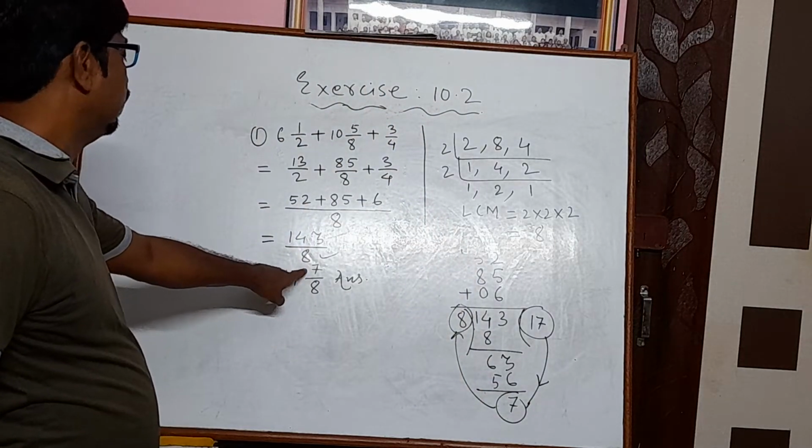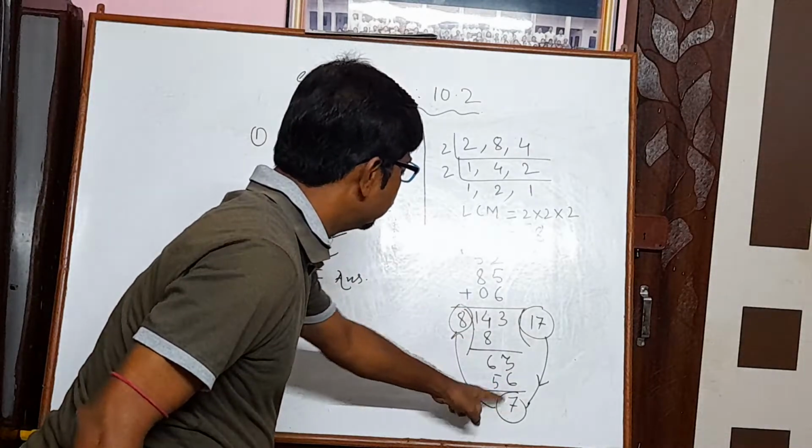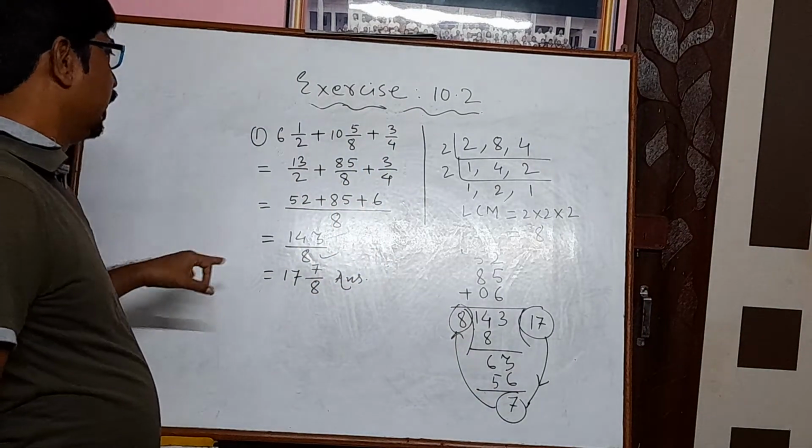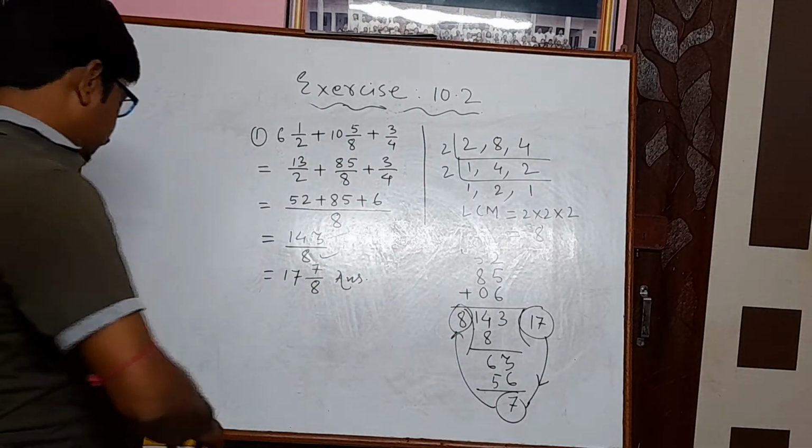17 whole number 7 by 8. This whole, this by this. You have to remember this. Okay, so pause the video to note it down.